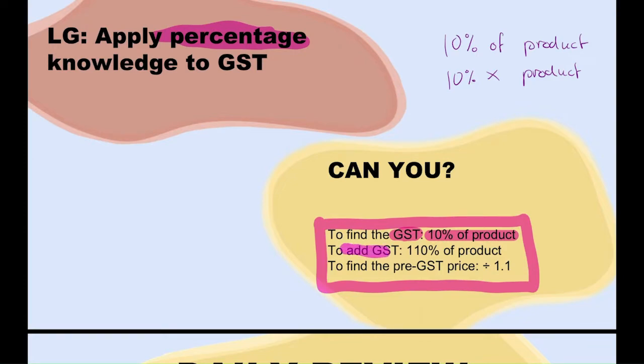To add the GST onto the price of a product, we're going to do 110%. And sometimes what we might need to do is go the other way. We might be given the price with GST and we want to know just the value of the item. In that case, we're going to be just dividing by 1.1. Let's jump into some examples.